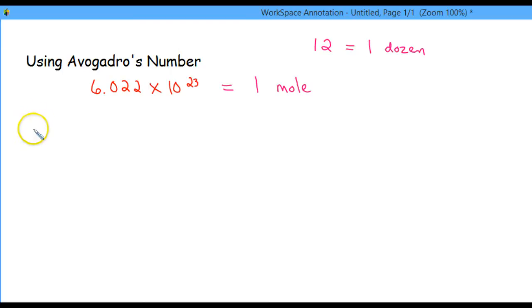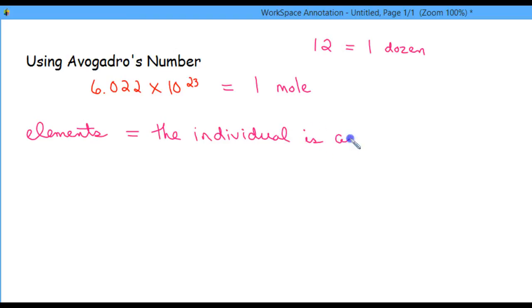Now, if we're talking elements, like gold, silver, etc., the individual is an atom. If we're talking about compounds, which have to have more than one different element in it, the individual is a molecule.